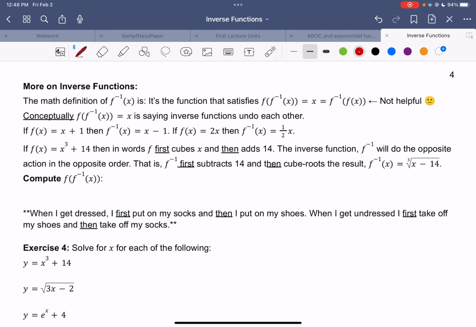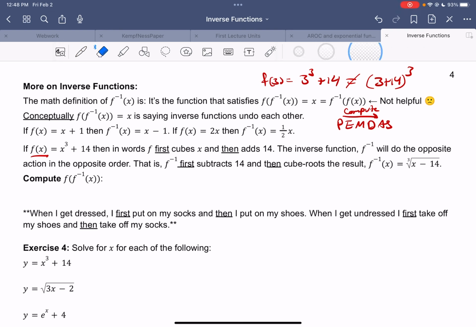Conceptually, inverse functions undo one another, and in order to undo a function, you have to go in opposite PEMDAS order. When you compute a function, you go in this direction with PEMDAS. For example, if my function was x cubed plus 14, and I was curious, what's f of 3? Well, first I would cube 3, and then I would add 14. This is very different than if I first add 14 and then cube it. Those things are not the same. They're so far apart.